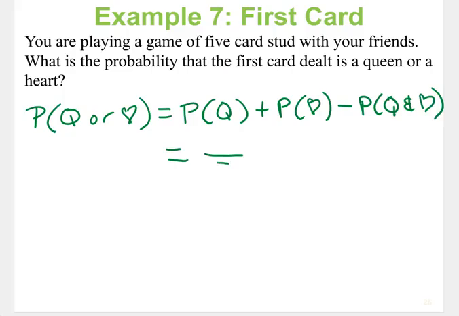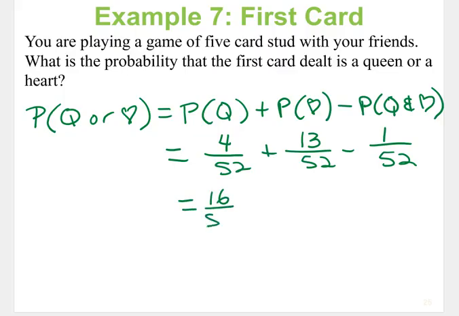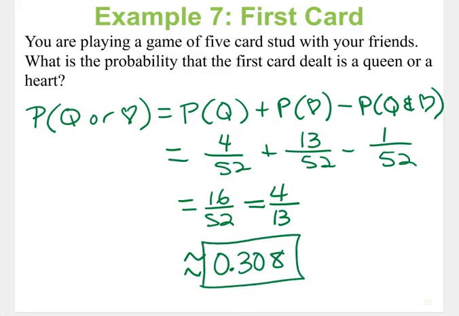All right, and we know there are 52 cards in the deck, so we'll just put those 52s all down there for our denominators. How many queens are there in the deck? There are 4. How many hearts? There are 13 hearts. And how many queen of hearts are there? There is only 1. So that gives me 16 out of 52. And again, if they asked you to simplify that, the answer would be 4 out of 13. But most want that decimal. So my probability that it is a queen or a heart is 0.308. So you have about a 30.8% chance that the first card that's going to be dealt is a queen or a heart. All right, so take some time to go practice, and I hope to see you next time when we talk a little bit more about probabilities.